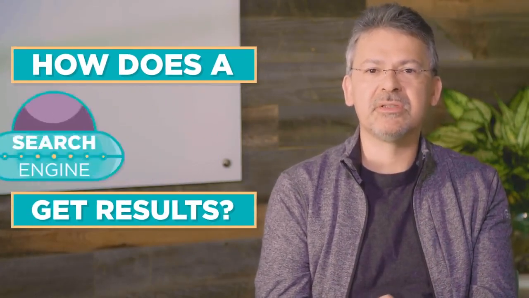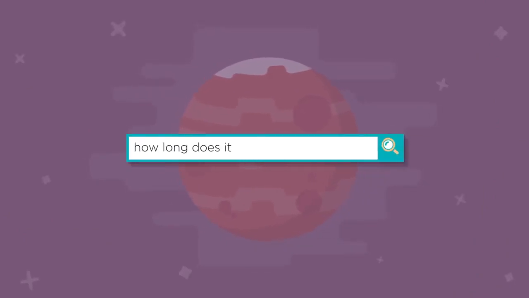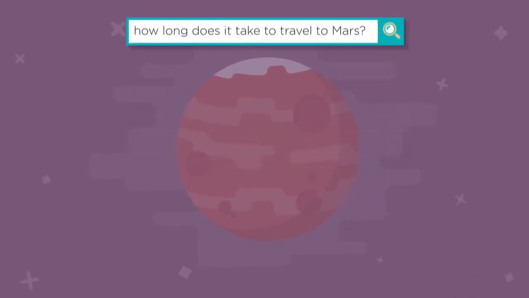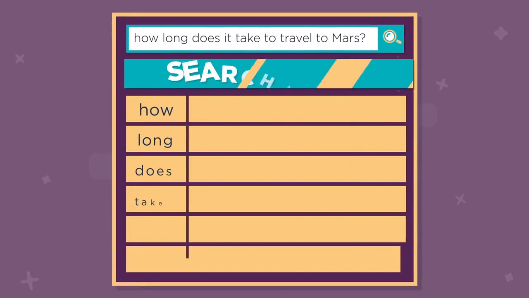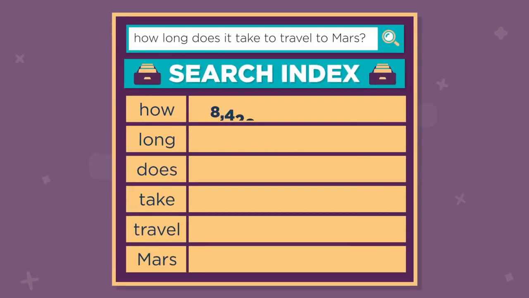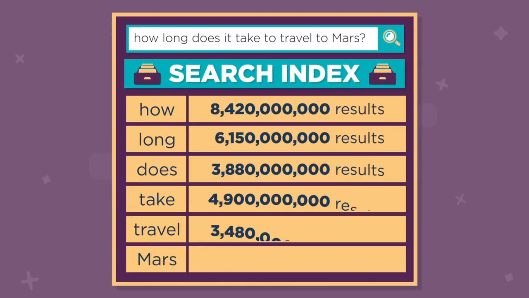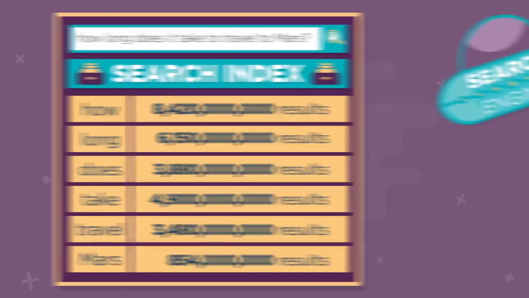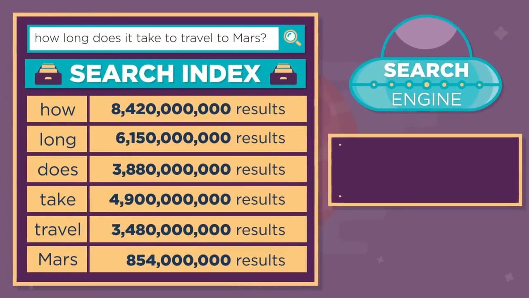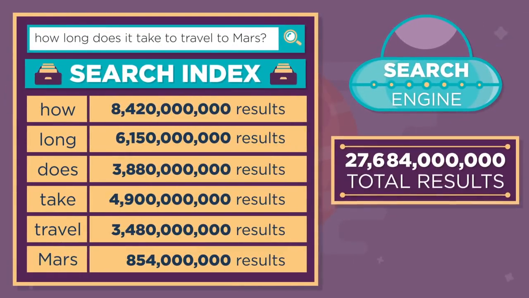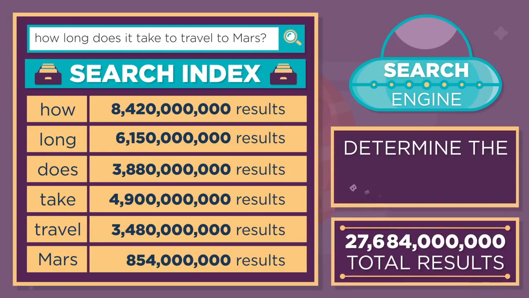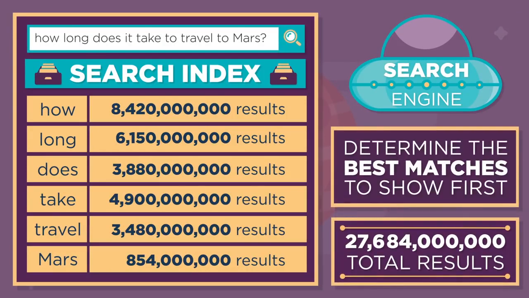Now, let's go back to that search from earlier and see if we can figure out how the search engine came up with the results. When you ask, how long does it take to travel to Mars, the search engine looks up each of those words in the search index to immediately get a list of all the pages on the internet containing those words. But just looking for these search terms could return millions of pages, so the search engine needs to be able to determine the best matches to show you first.